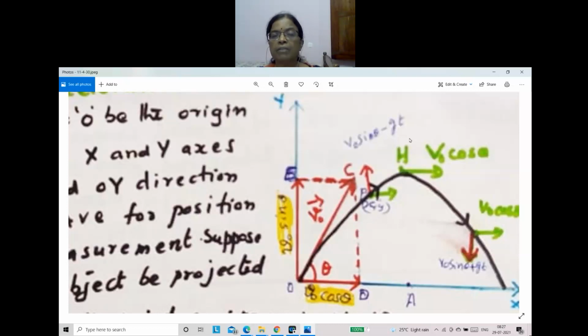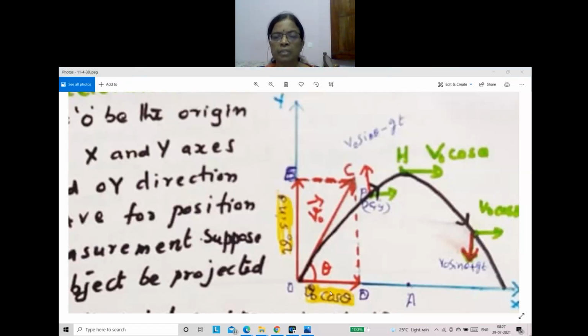We have studied that the final velocity v equals v0 plus at, with initial velocity v0. But here two components are there, v0 sin theta and v0 cos theta. The v0 sin theta component, the vertical component of velocity, decreases by the factor gt, minus gt. When it reaches the topmost point, children, the final vertical component of velocity becomes 0. It has only the horizontal component, v0 cos theta.